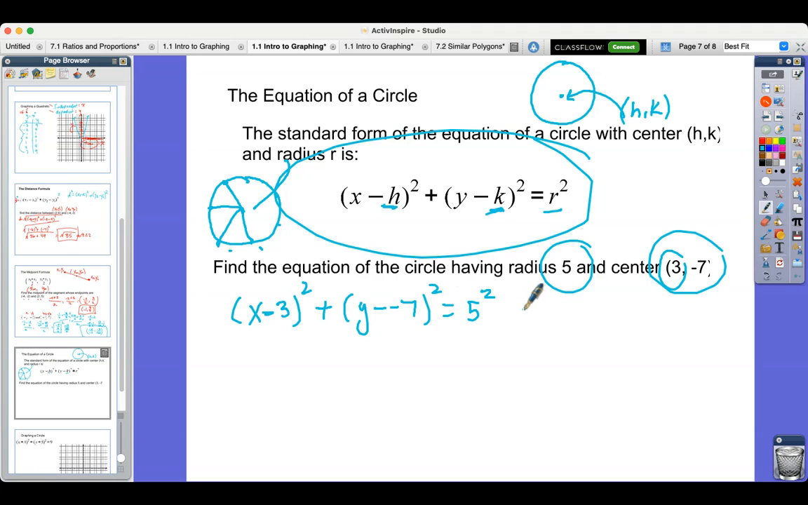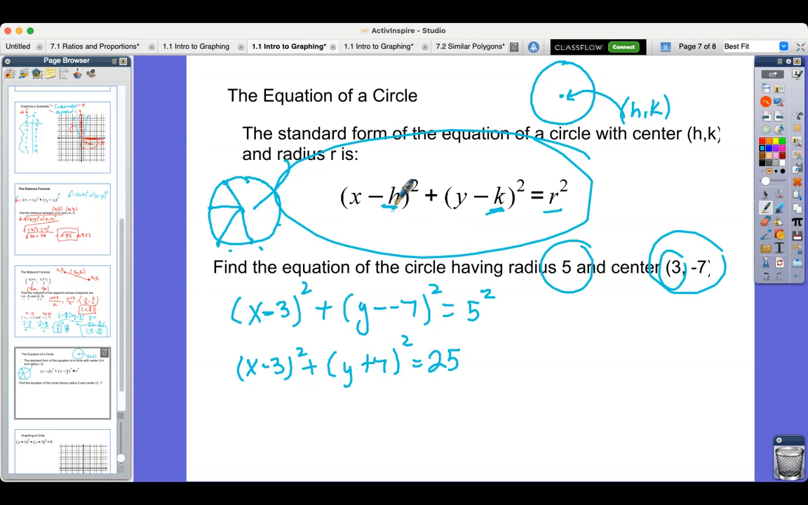Now, are we done? Not yet. Let's go ahead and simplify things. So this is good. That looks fine. So (x minus 3) squared. But we got to get rid of this negative negative. So that becomes (y plus 7) squared equals, and let's go and square that, 25. More than likely, you'll see it like that. Sometimes they might leave that as a 5, square root of 5 right there. But they'll more likely go ahead and square that whole number right there.